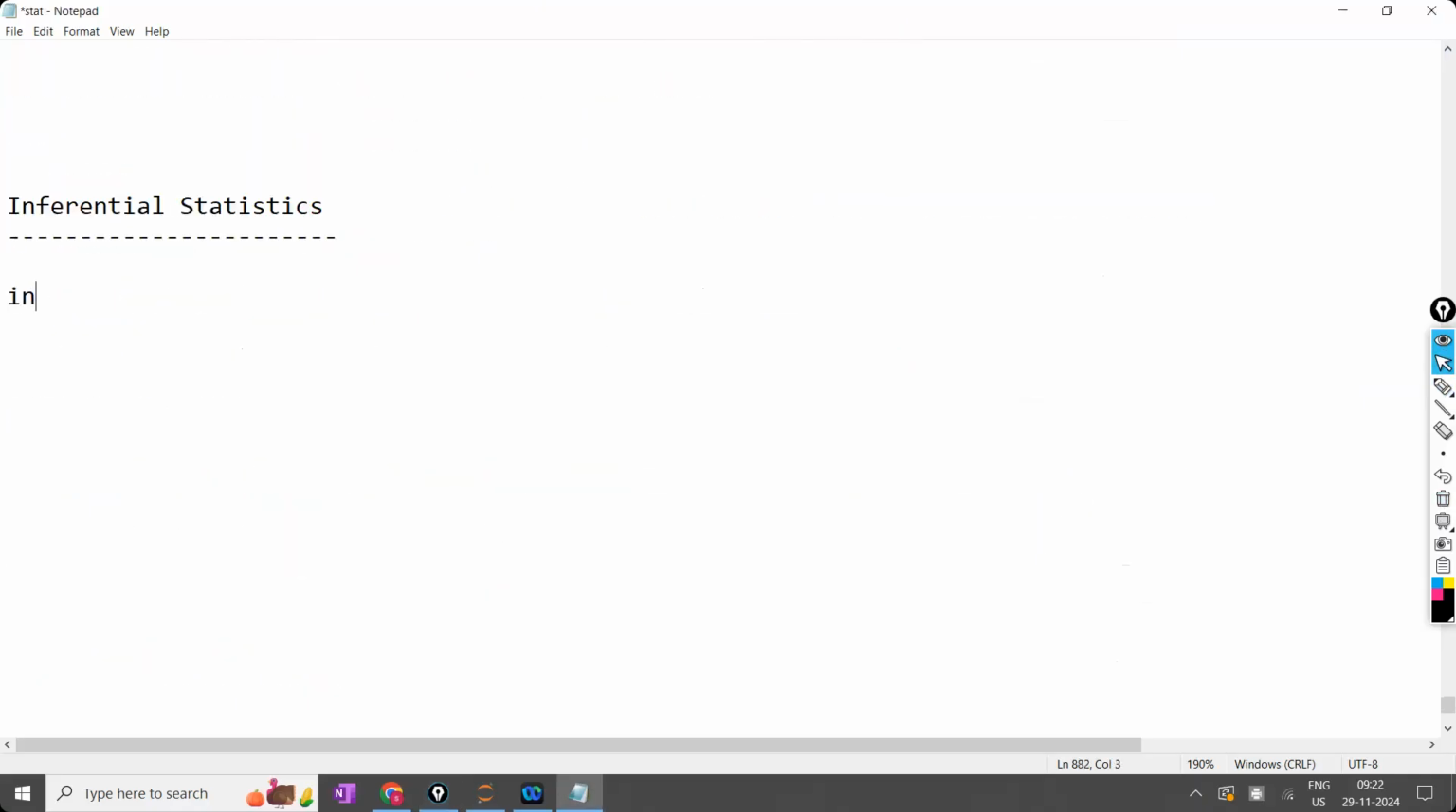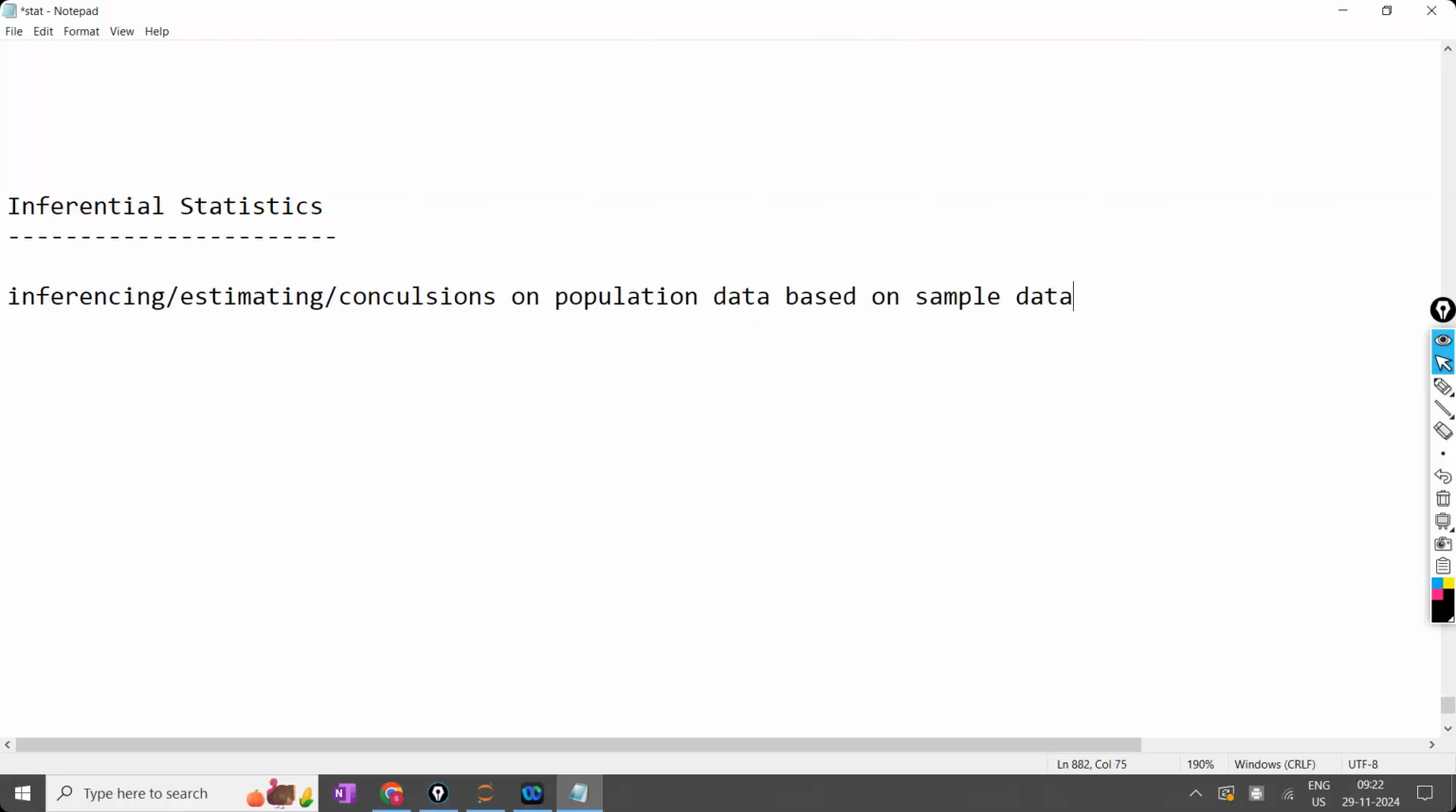Inferential statistics means inferencing. Inferencing is another word for estimating, which is also concluding. Both are the same: drawing conclusions. You are drawing some conclusions on population data based on the sample data. Estimating the population data parameter.